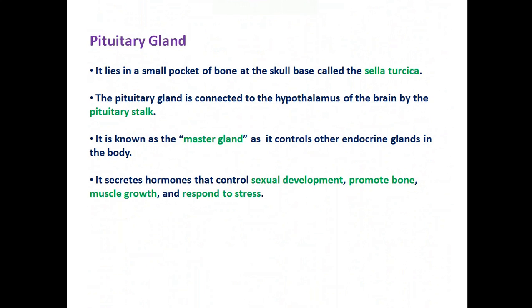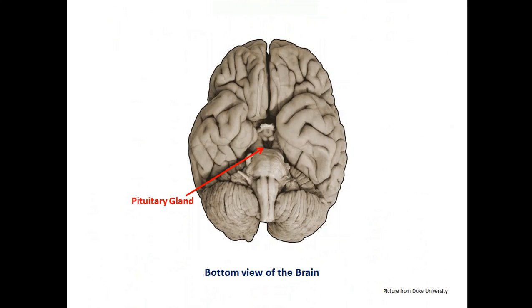Next is the pituitary gland. It lies in a small pocket of bone, at the skull base, called the sella turcica. The pituitary gland is connected to the hypothalamus of the brain, by the pituitary stalk. It is known as the master gland, as it controls other endocrine glands in the body. It secretes hormones that control sexual development, promote bone and muscle growth, and respond to stress. There you go, that's the picture of the pituitary gland.